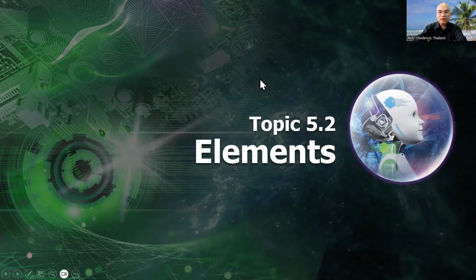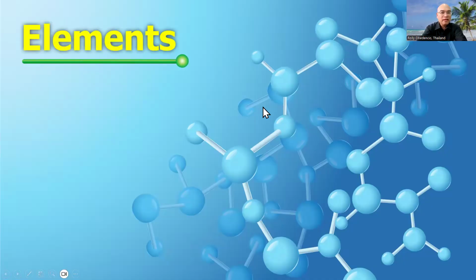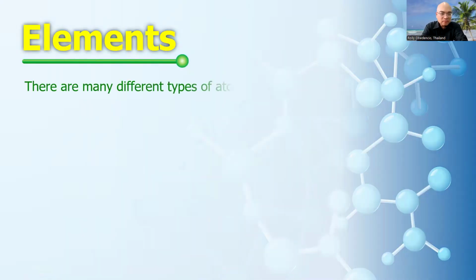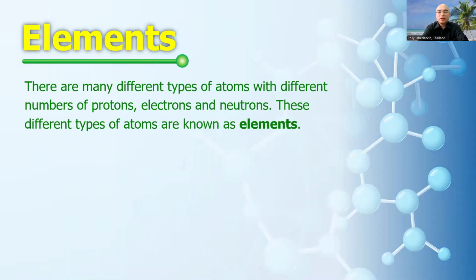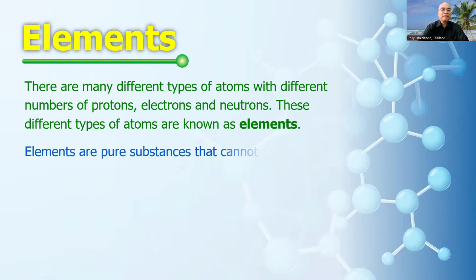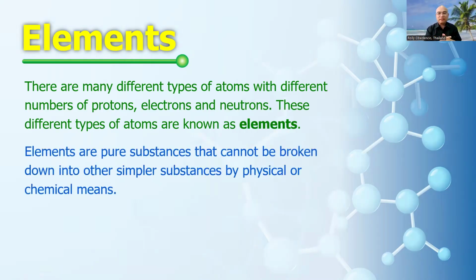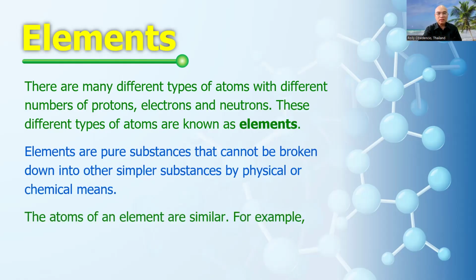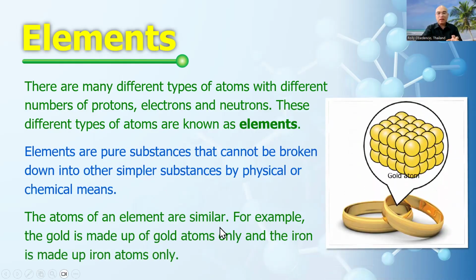All right. So here it is about elements. There are many different types of atoms with different numbers of protons, electrons, and neutrons. These different types of atoms are known as elements. Elements are pure substances that cannot be broken down into other simpler substances by physical or chemical means.